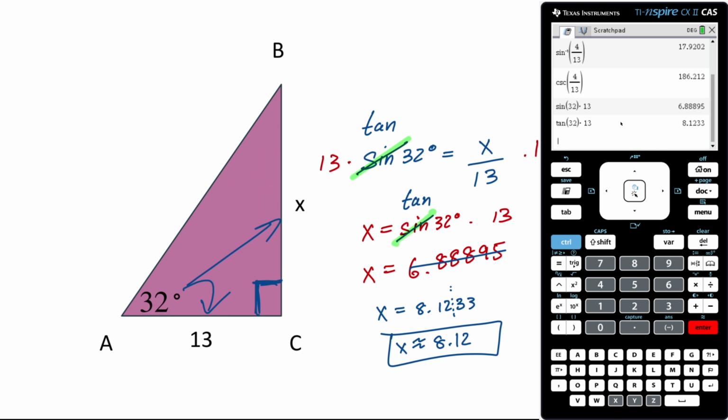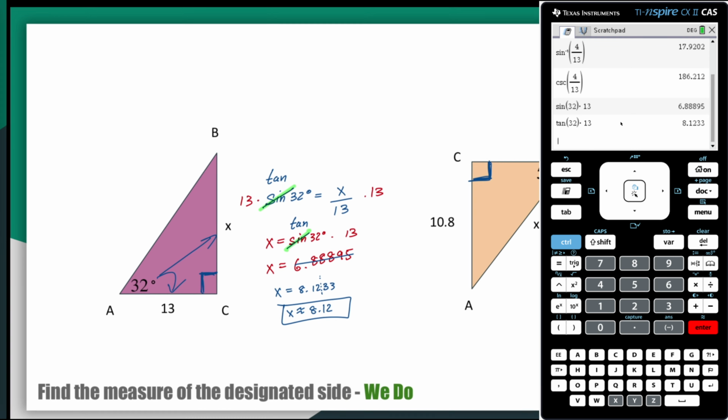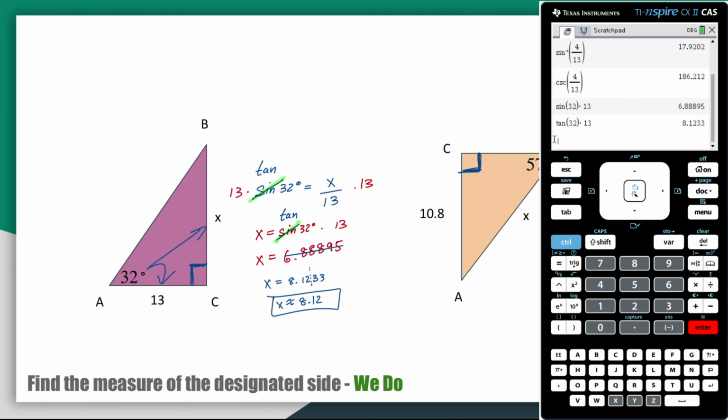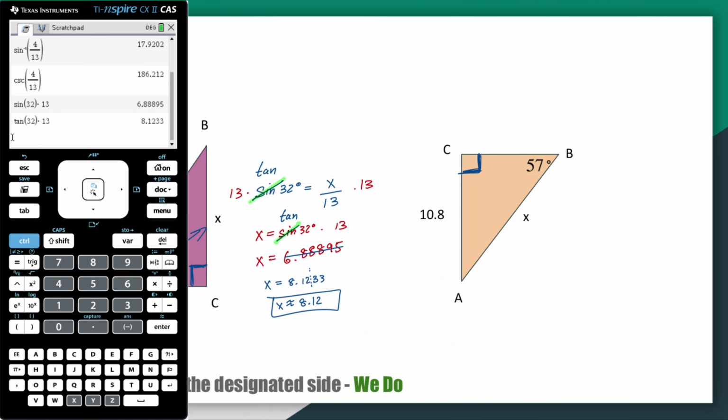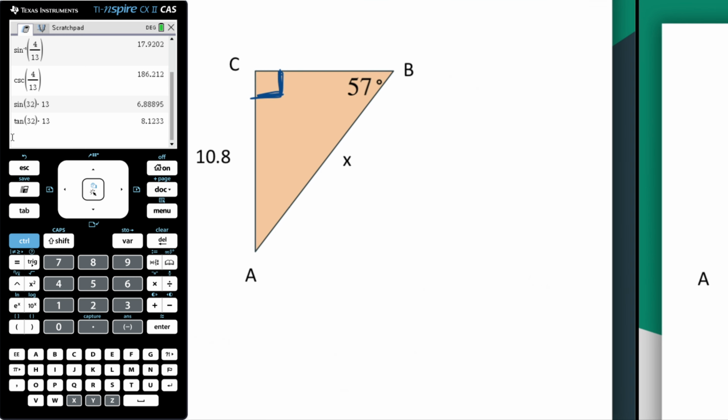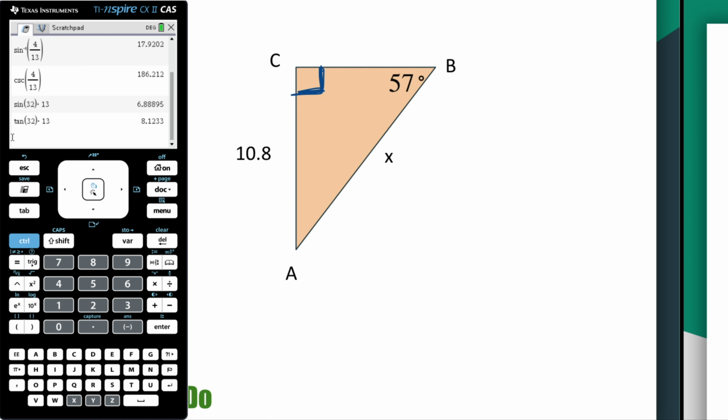All right. Let's have you guys do the next one. Okay. I'm just going to shift my calculator over here. It's a very, very similar type of problem here. But I want you guys to pause it and give it a try.